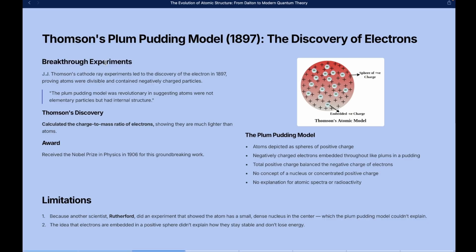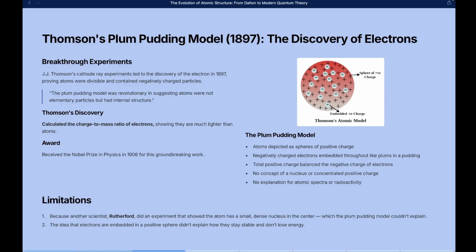So the Thomson model was an important step, but it failed to explain the atomic structure properly. The idea that electrons are embedded in a positive sphere did not explain how they stay stable and do not lose energy. This is the limitation of this model. So scientists kept experimenting, and that led to the next breakthrough, the Rutherford model.